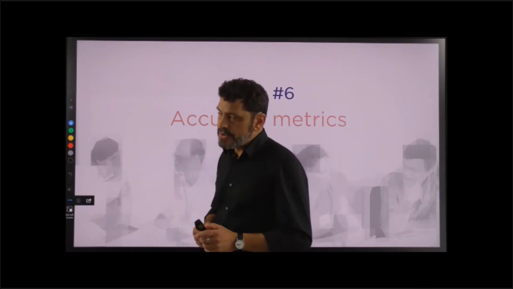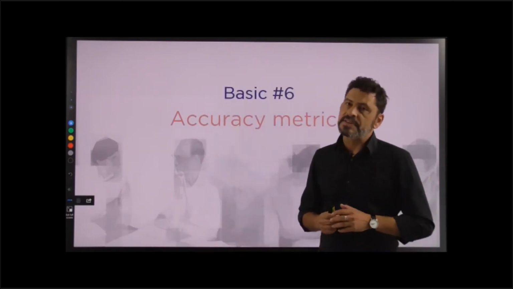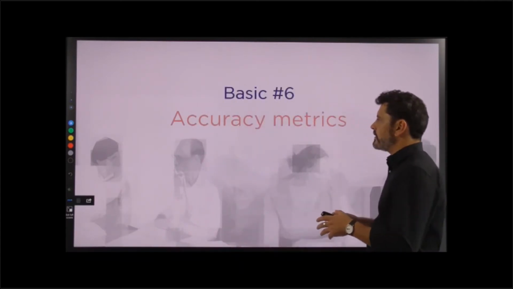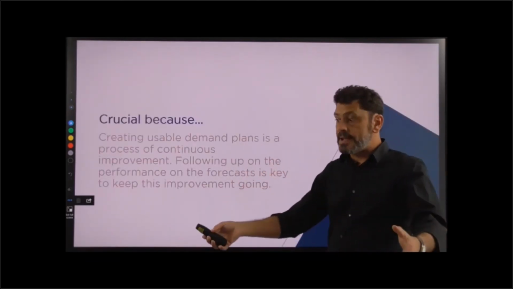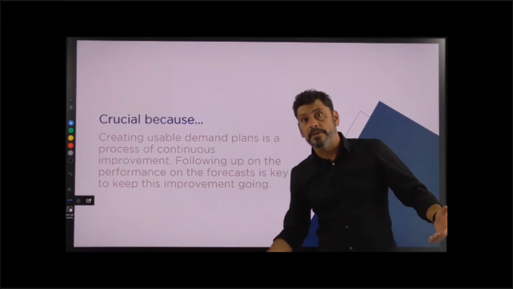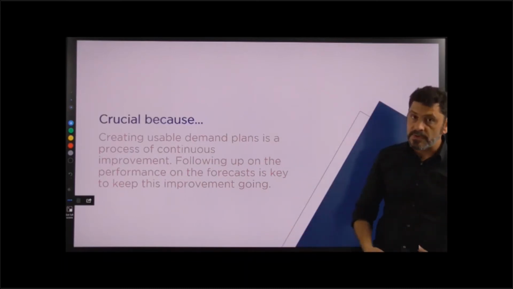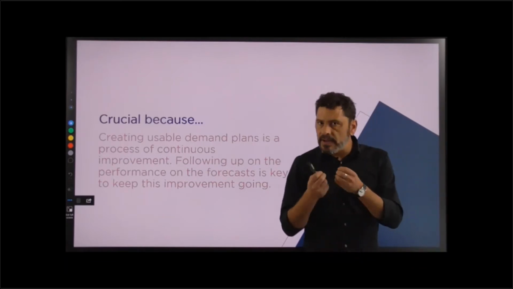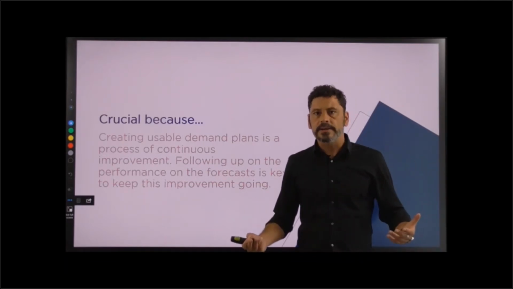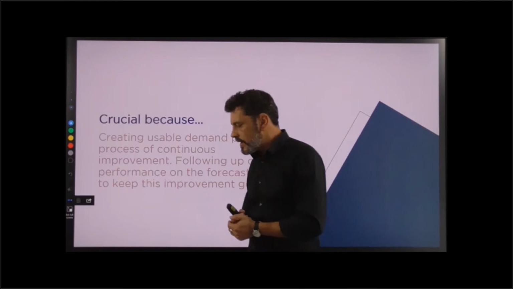Basic, or crucial basic, number 6: accuracy metrics. Forecast accuracy metrics. Now, why are they crucial and why are they basic? Well, if you try to improve your demand planning or demand management process, or your forecasts so to speak, it might be useful to have an idea of how this is going. I hope that makes sense to everyone.